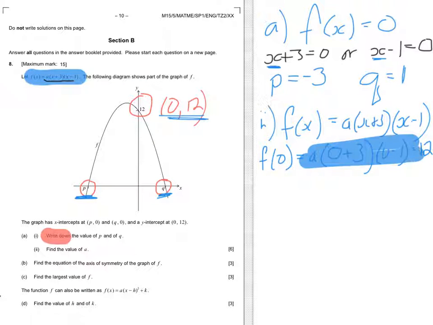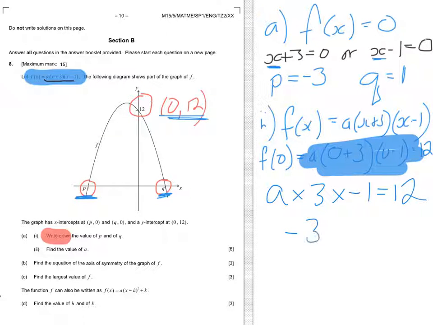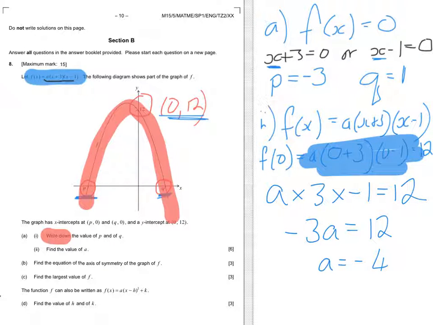This is fairly easy to evaluate. 0 plus 3 is 3, 0 minus 1 is minus 1, so that becomes a times 3 times negative 1 equals 12. Minus 3a is 12, so a is equal to negative 4. And you should expect a to be negative because the curve is going as a frowny face, so that's a negative coefficient. If a was positive, it would be curving the other way.